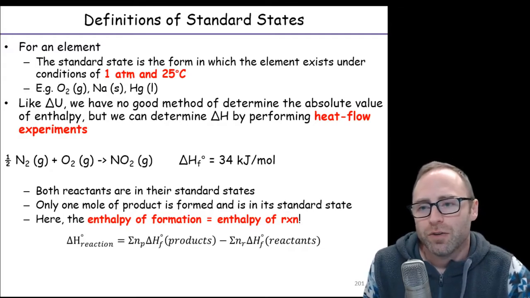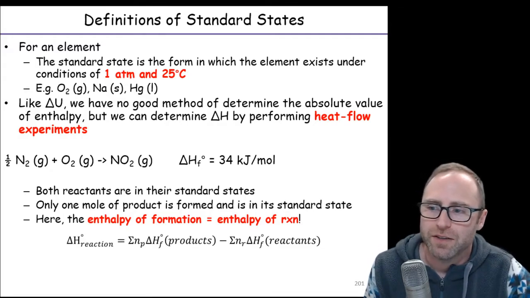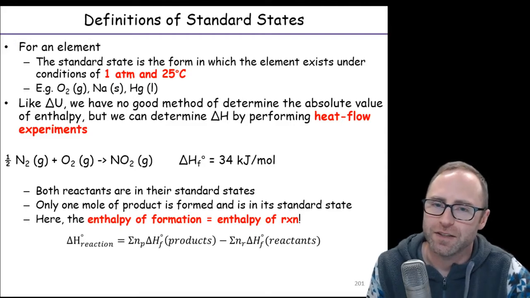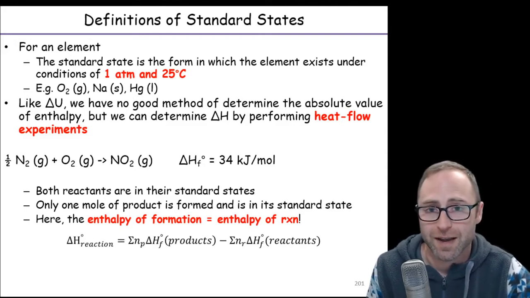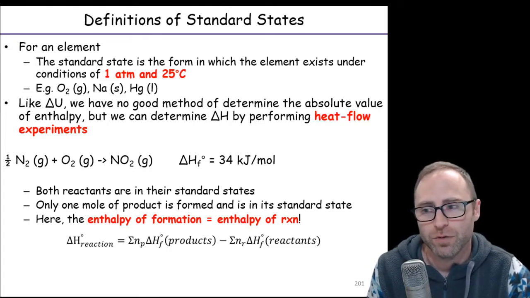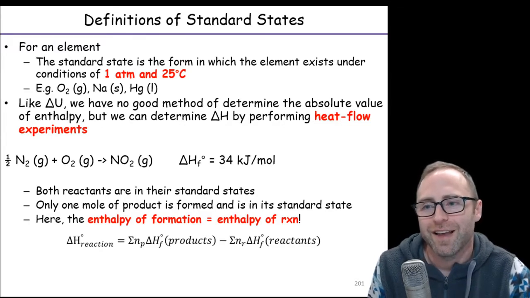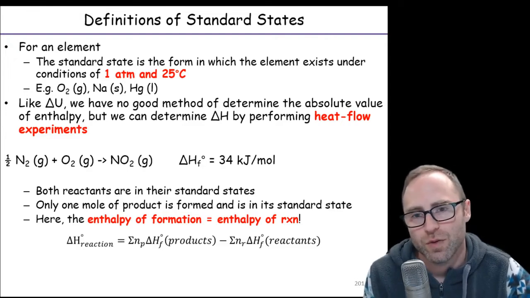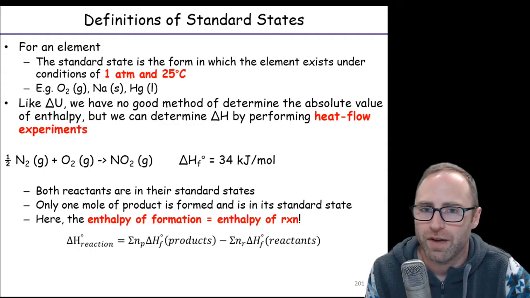All right, so let's talk through the examples that we've got listed here of oxygen, sodium, and mercury. Oxygen at 1 atmosphere and 25 degrees Celsius is in a gaseous form. Specifically, it's a diatomic, so it's going to be O2. Oxygen, as that's written, with that O2 and the phase denoted as a gas, is oxygen in its elemental form at standard state. Sodium is a solid at 1 atmosphere and 25 degrees Celsius. That is sodium at its standard state.